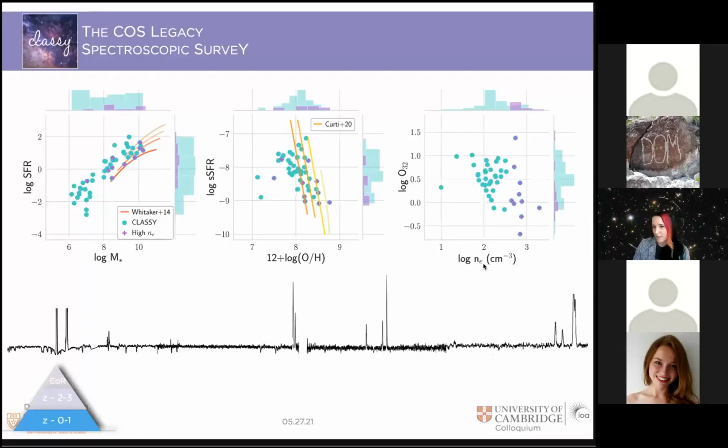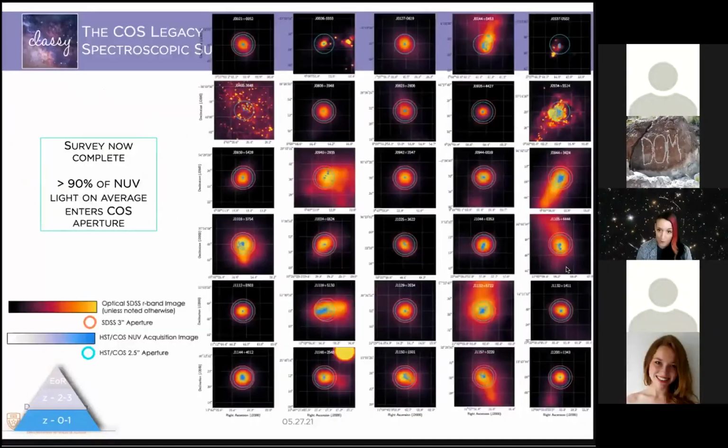We also tried to expand our range of density because it's been suggested that at higher redshifts, perhaps things have higher gas densities, and that could play a role. And then also ionization parameter as characterized by oxygen 3 to oxygen 2 emission. And so as of the end of December, our survey is complete. And so CLASSY used a lot of archival data plus 135 new COS Hubble orbits, and went after 45 galaxies.